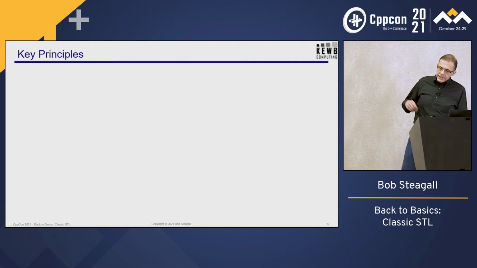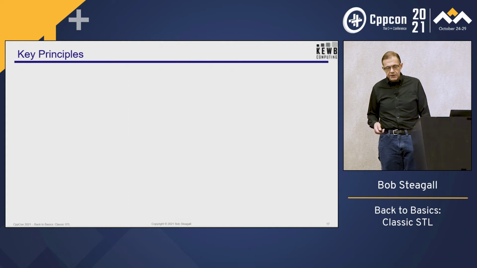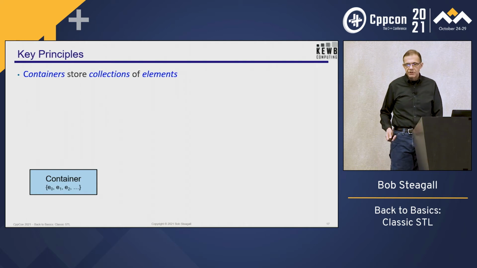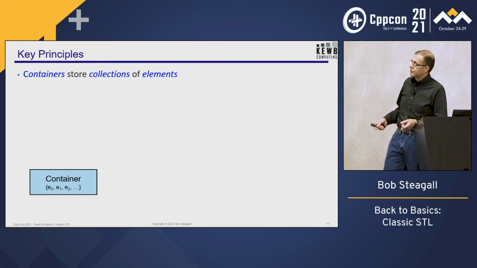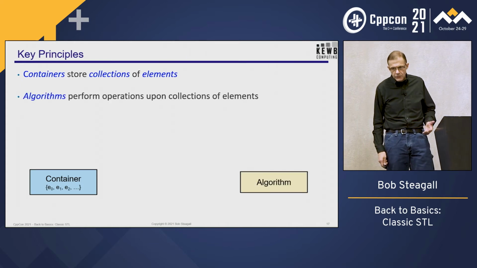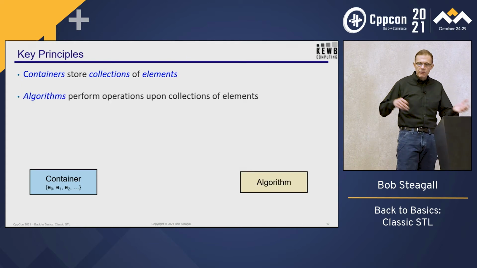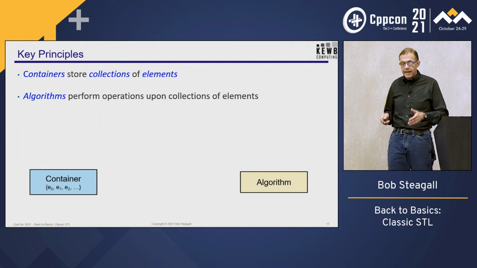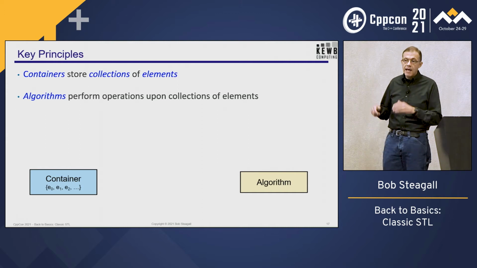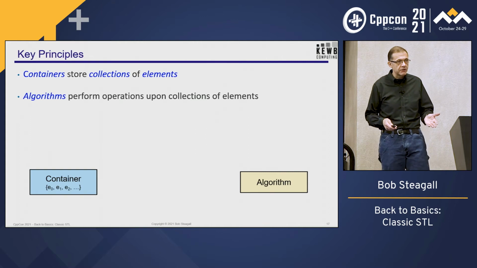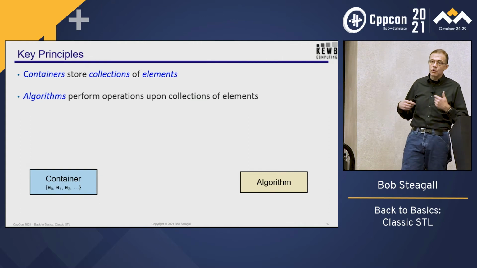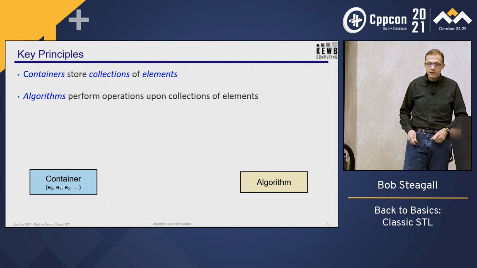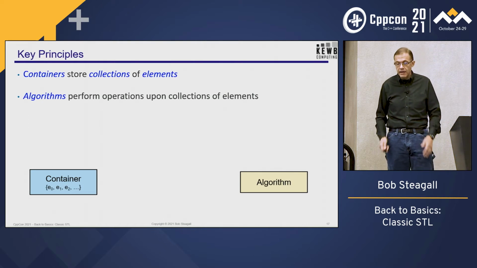So besides the design principles, there are what I think of as key principles in how the classic STL was put together. So we have containers, and containers are these data structures that store collections of elements. We have algorithms, and algorithms perform operations upon collections of elements. Notice I didn't say that algorithms perform operations on containers. You can have collections of elements that are not actually in containers, right? Like reading from a stream or writing to a stream. You can abstract a stream or a socket or a file as being a collection, but not necessarily being a container.